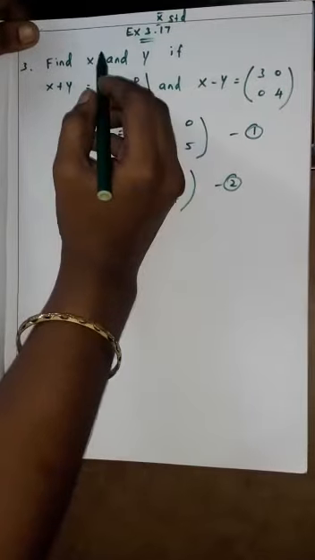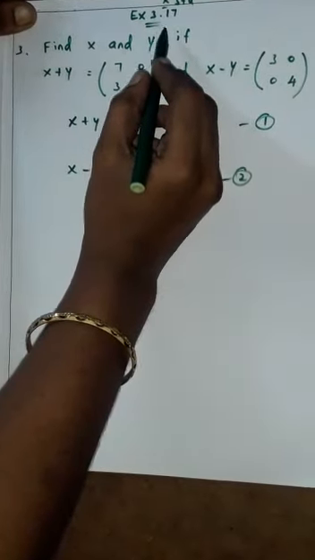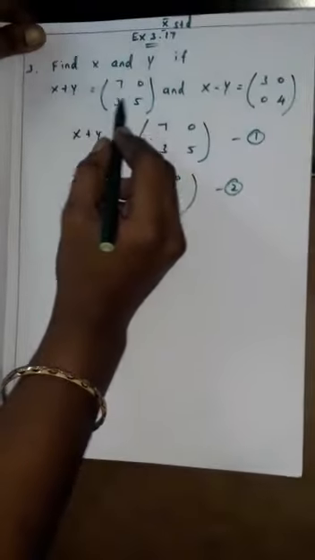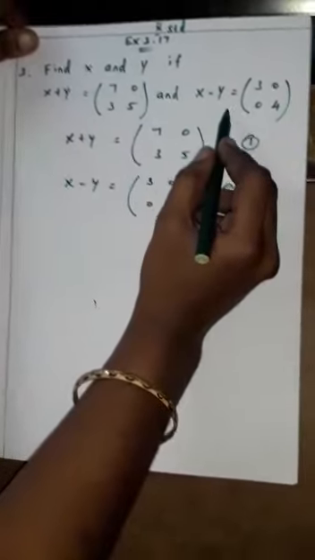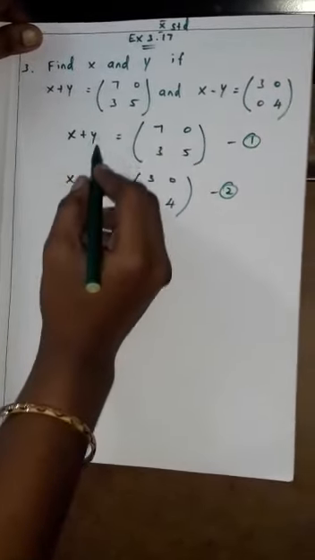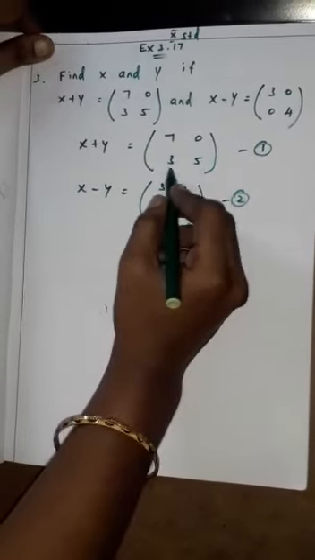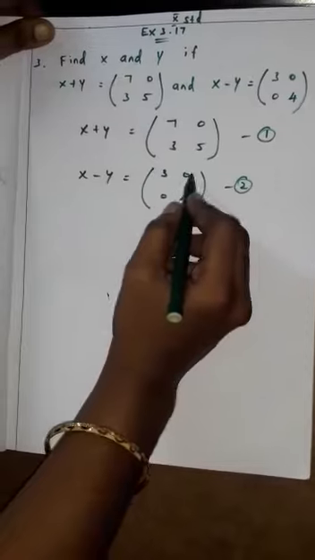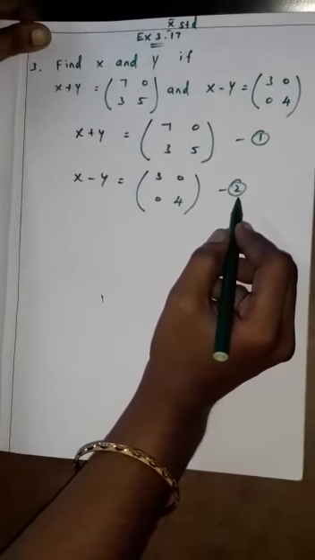Good morning students. Today's class exercise 3.17, third question. Find x and y if x plus y equal to the matrix [7 0 3 5] and x minus y equal to [3 0 0 4]. First, write the two equations: x plus y equal to [7 0 3 5], you mention it as the first equation, and x minus y equal to [3 0 0 4], you mention it as the second equation.